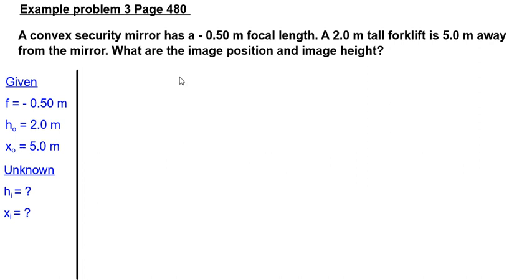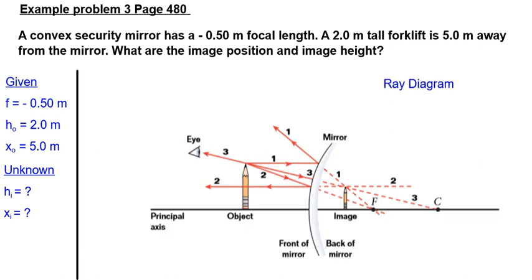And the height of the object is 2 meters and the object distance is 5 meters, and we are looking for hi and xi. Now if we draw the ray diagram like this, it doesn't matter where the object is in a convex mirror. If you remember from the previous video, it doesn't matter where the object is, as long as it's in front of the convex mirror, the image will always be smaller than the object, virtual behind the mirror, and upright, of course. As long as it's virtual, it's going to be upright. If it's real, it will be inverted.